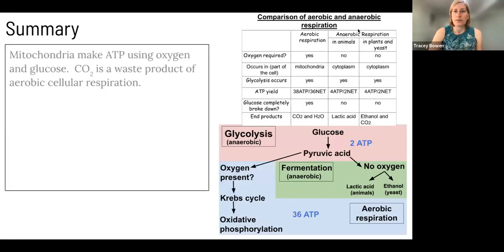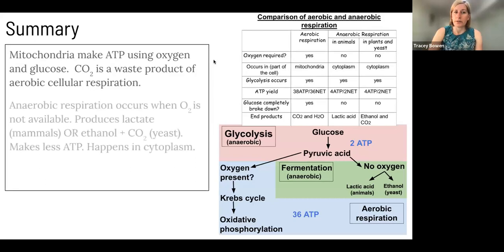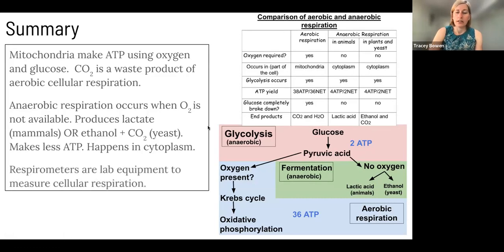All right, so to summarize here, mitochondria make ATP using oxygen and glucose. Carbon dioxide is a waste product of aerobic cellular respiration. Anaerobic respiration occurs when oxygen is not available, and it's going to produce lactate in mammals or ethanol and carbon dioxide in yeast. Anaerobic respiration makes less ATP, and it's only happening in the cytoplasm, not in the mitochondria. And then lastly, respirometers are lab equipment to measure cellular respiration.